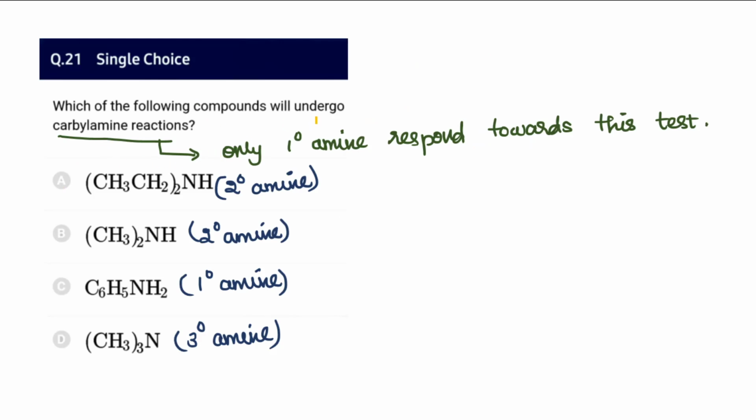And which of the following compounds will undergo carbylamine reaction? Carbylamine reaction is well known for the primary amine. So the primary amine over here is C6H5NH2, that is found in option C. So C6H5NH2 will undergo it. So option C. It forms a foul smelling isocyanide compound.